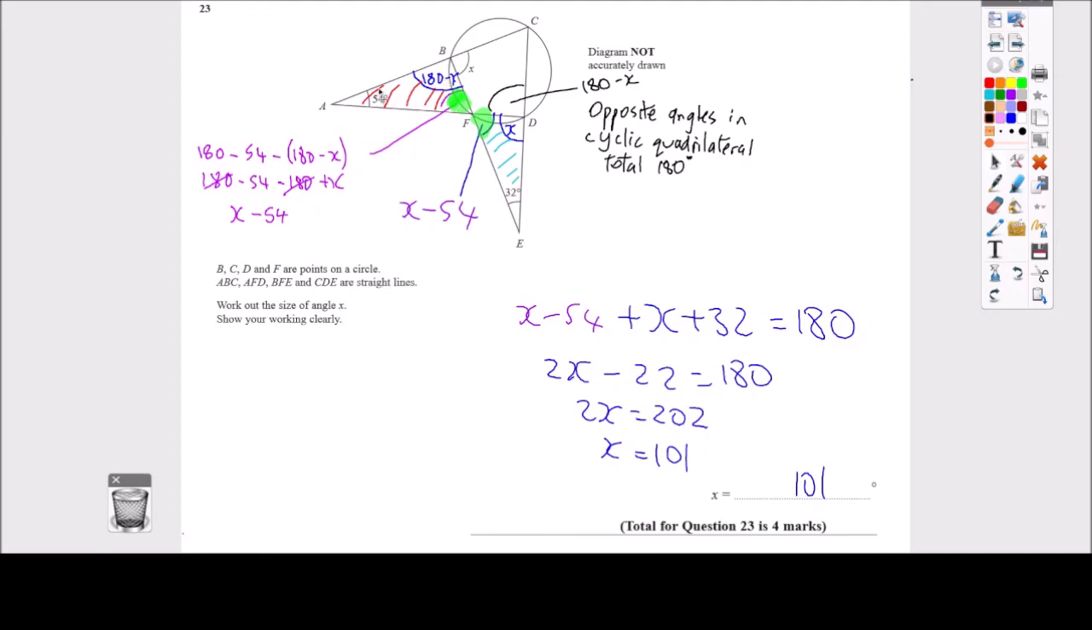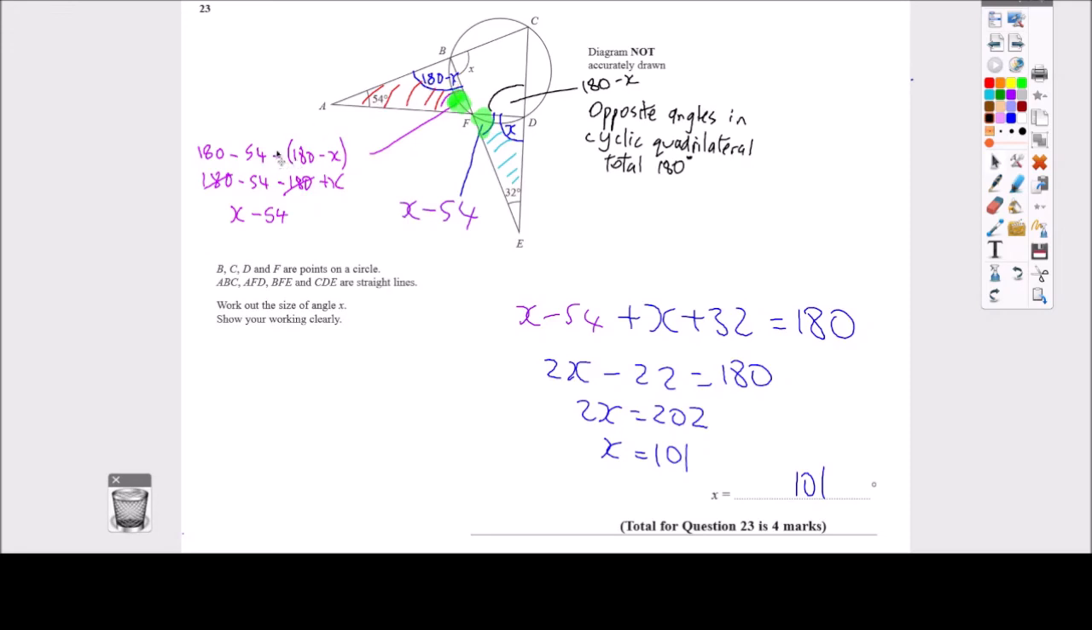And obviously this angle ABF is going to be 180 take away X, because angles in a straight line add up to 180. And I've then got 180 minus X plus this angle here that I've marked in green plus 54 are obviously going to add up to 180. Angles in the red triangle add up to 180. So to work out this angle here, I've done 180, take away 54, take away 180 minus X.